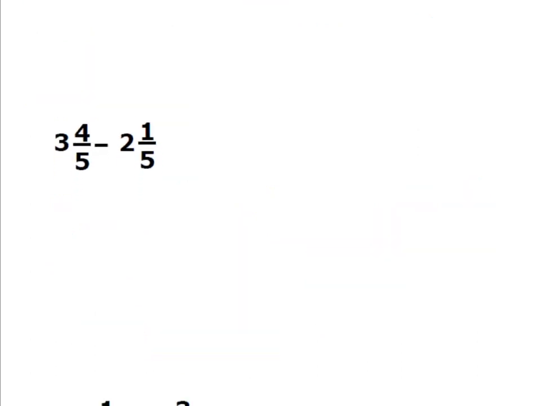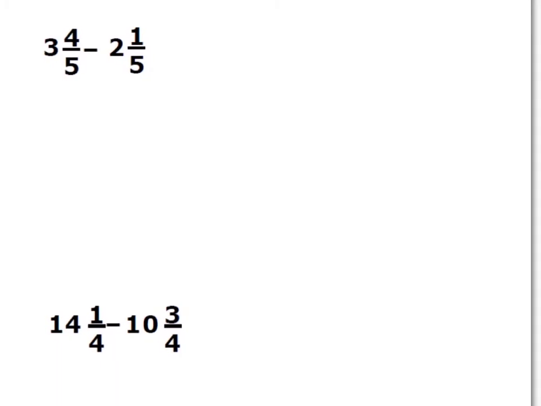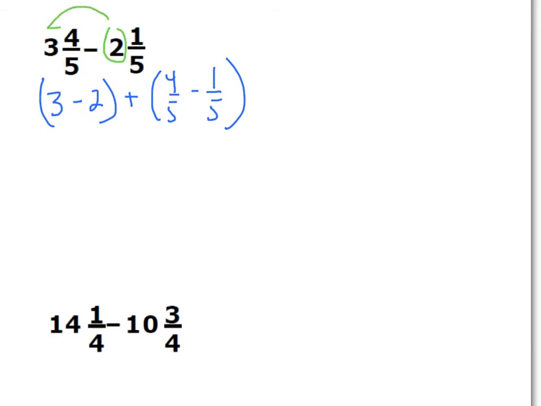Alright, so let's go on to the next examples. Here I have 3 4/5 minus 2 1/5. This one's a little more straightforward. I'm going to say subtract 2, and I'm going to add to that 4/5 minus 1/5. I'm just subtracting the whole number, so really what's going on here, I'm subtracting this from the 3, and I'm subtracting this from the 4/5. So that's what's going on there. And I end up with 3 minus 2 is 1, and 4/5 minus 1/5 is 3/5. So final answer of 1 3/5.